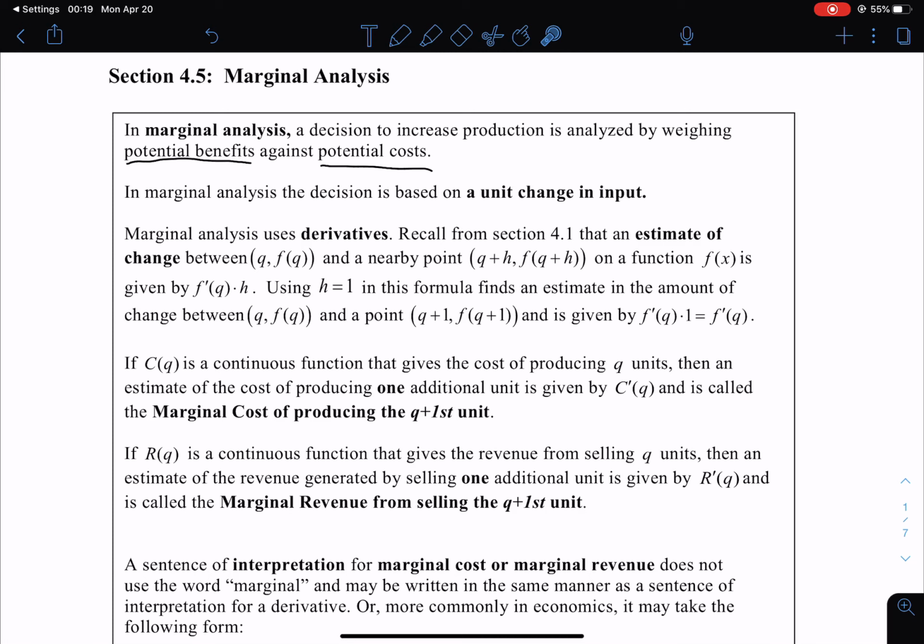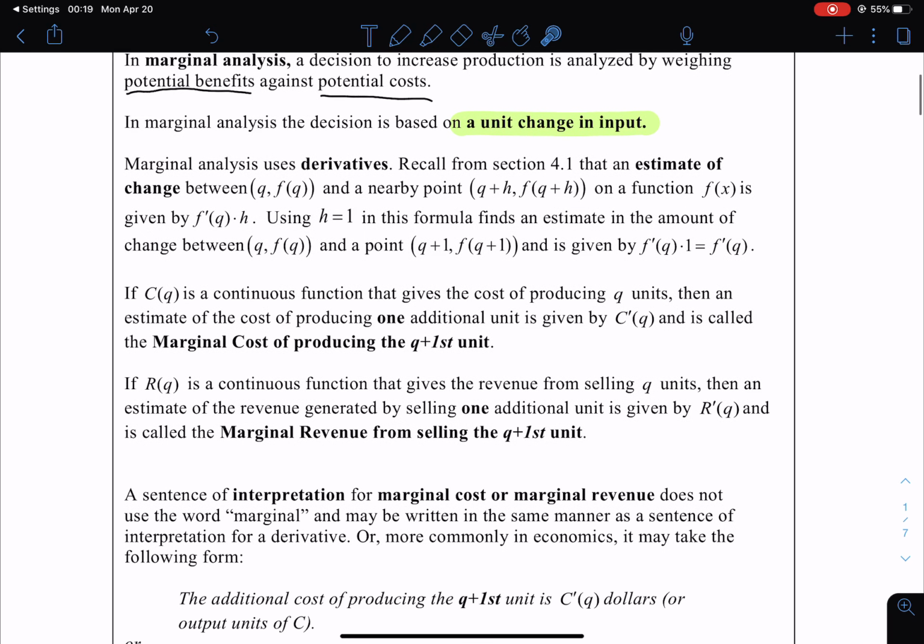So next part, in marginal analysis, the decision is based on a unit change in input. So here we know a unit change, that means for the input variable, suppose it was X, then a unit change just means increasing by 1 unit, so just X plus 1. This just means increasing by 1 in the input value.